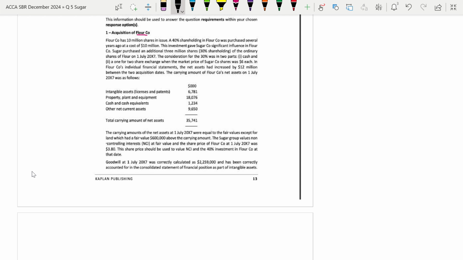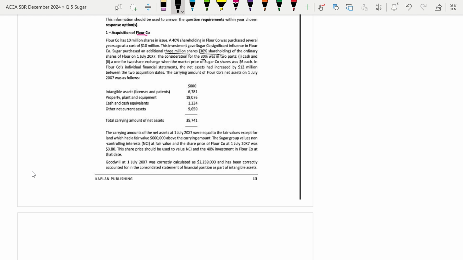This investment gave Sugar significant influence. Sugar purchased an additional 3 million shares, a 30% holding. They have purchased how much? 3 million shares, 30% of the ordinary shares. The consideration is in two parts: cash and a share issue.